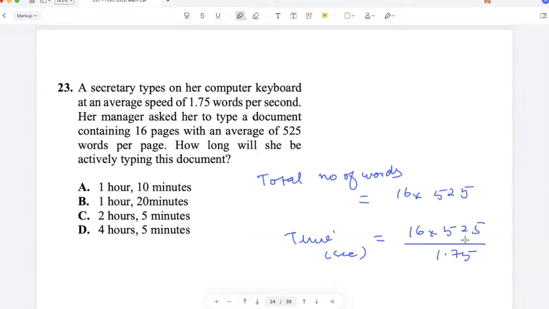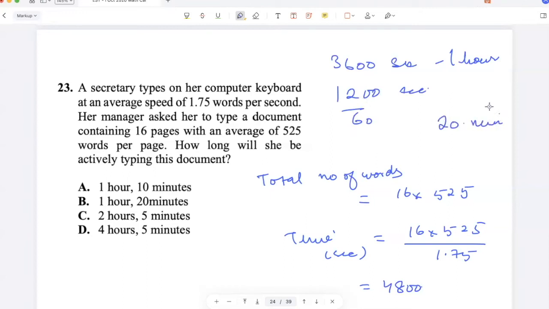Okay, so let's plug that in. 16 times 525, that divided by 1.75. So 4800 seconds. Okay. So 4800 seconds. So 3600 seconds is 1 hour. So, and then how much is left? 1200 seconds, which divided by 60 gives you 20 minutes. So 1 hour and 20 minutes. Option B.